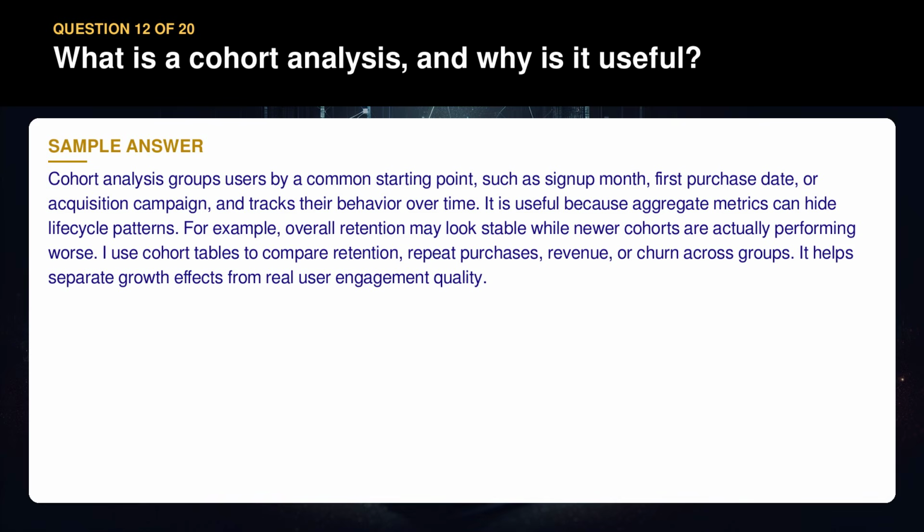It is useful because aggregate metrics can hide lifecycle patterns. For example, overall retention may look stable, while newer cohorts are actually performing worse. I use cohort tables to compare retention, repeat purchases, revenue, or churn across groups. It helps separate growth effects from real user engagement quality.